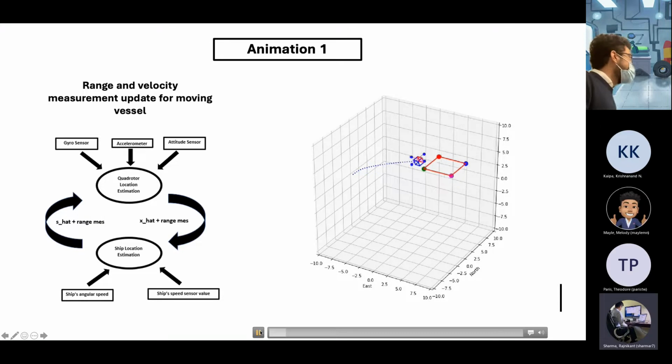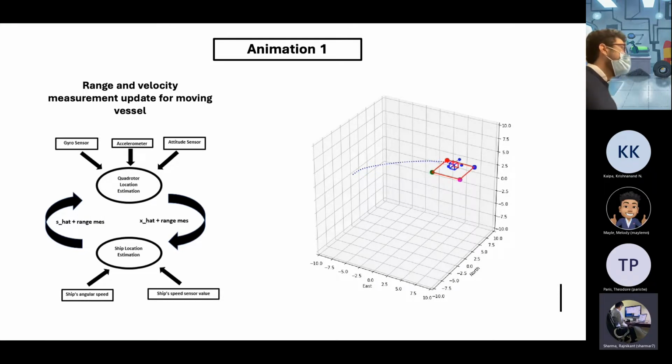Oh, the animation is using estimated state. Yes. Is that correct? Yes. So in this case, both our ship and quadrotor coordinates are being estimated.